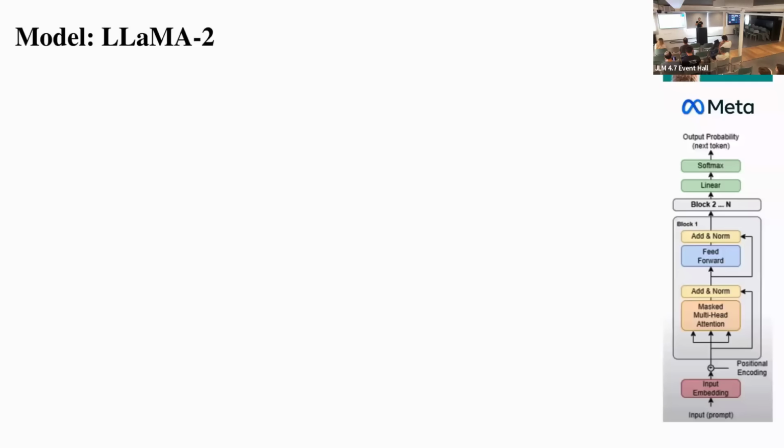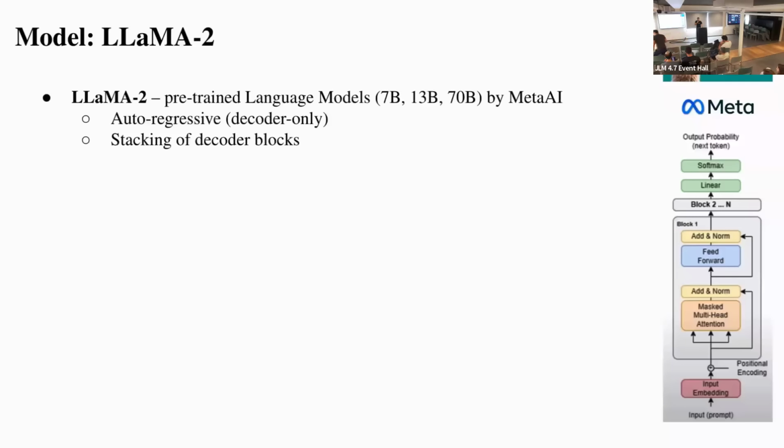Okay, so a bit about LLaMA 2. LLaMA 2 is actually a suite of different pre-trained language models in different sizes, from 7 billion and 13 billion to 70 billion parameters, by Meta AI. These models belong to the family of autoregressive or decoder-only models. So it's just a stacking of decoder blocks from the transformer. There may be a few changes, but as you can see in the architecture on the right, we have blocks 2 to n, which just use the transformer decoder parts.